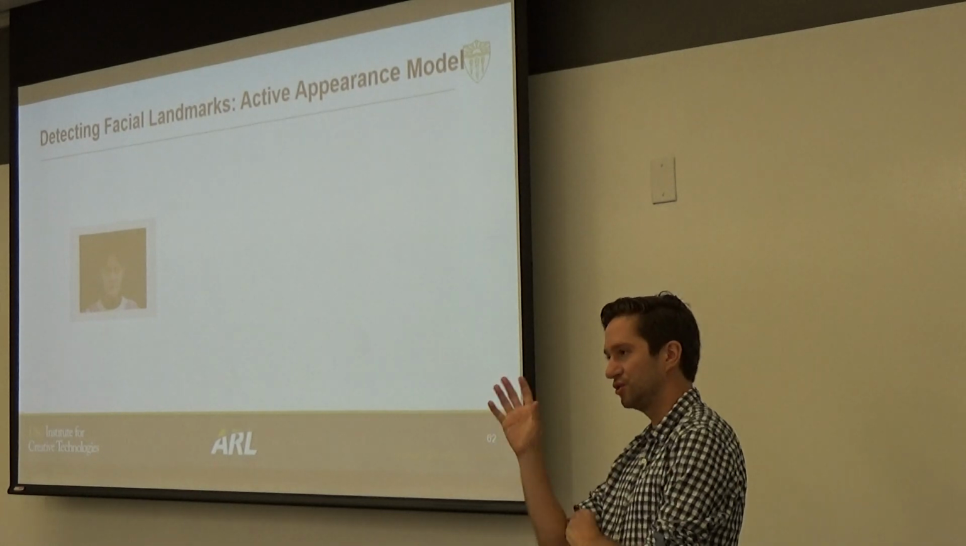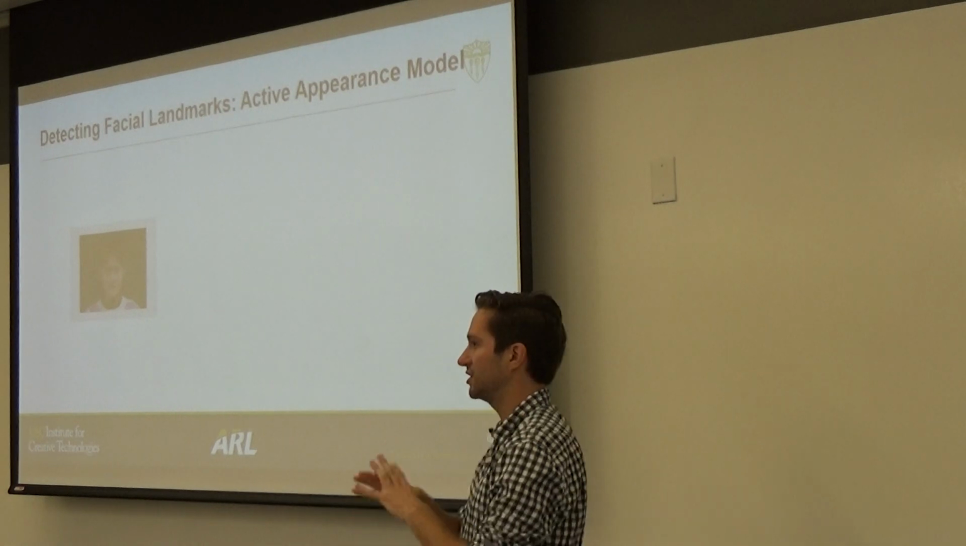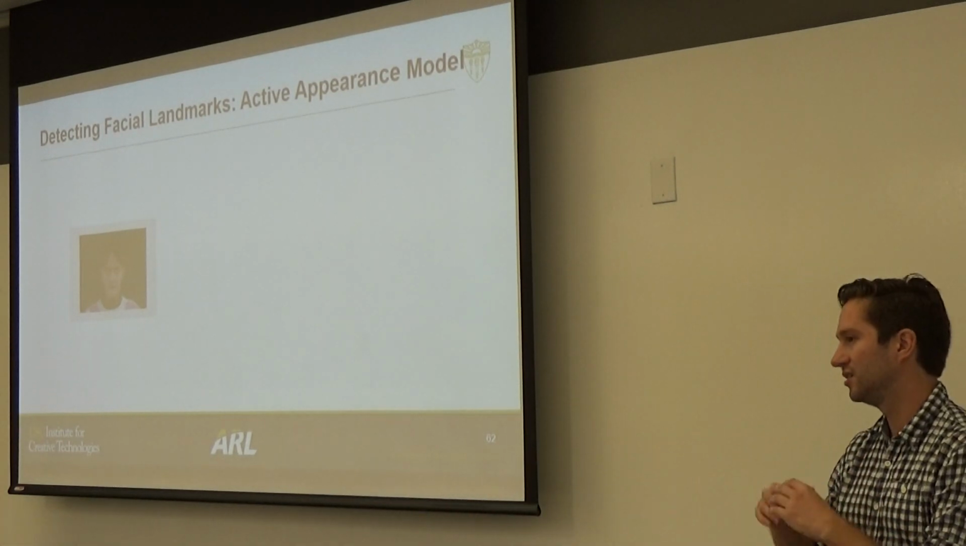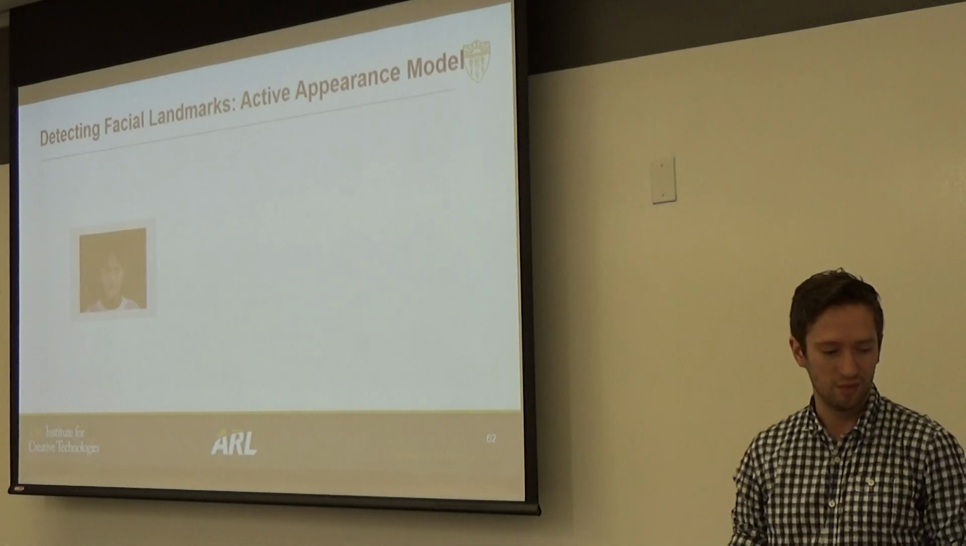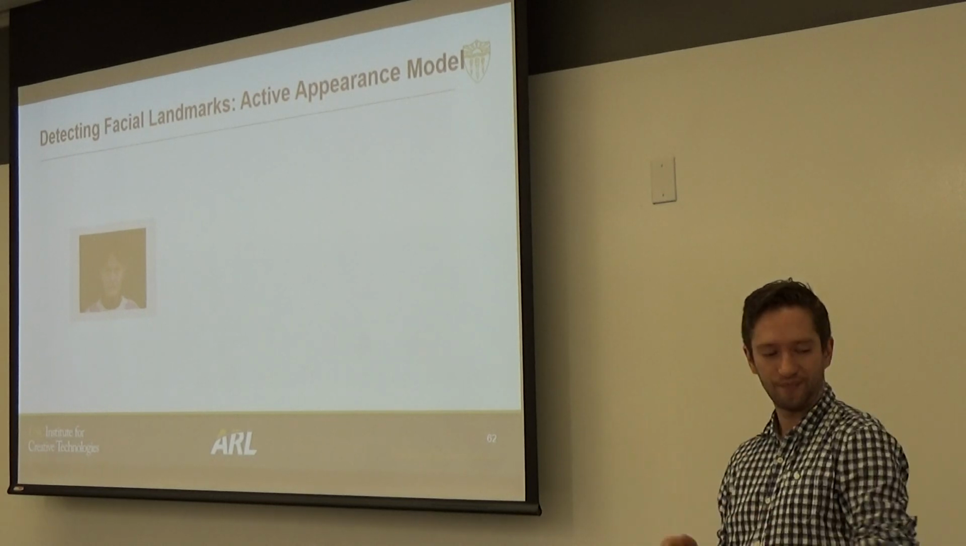Active appearance models basically try to split the problem into 2 things. One is the shape of the face, and the other one is the texture of the face. And to use these 2 kinds of information separately, to try to map your input image into a set of points.